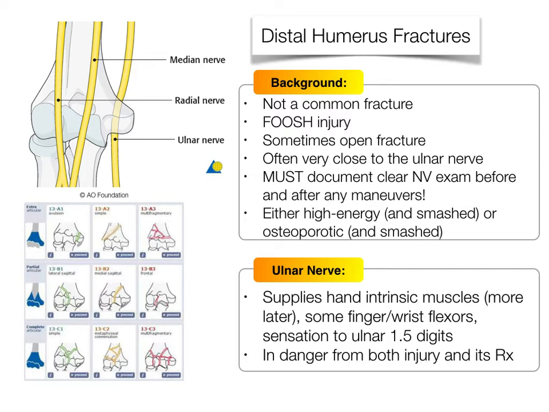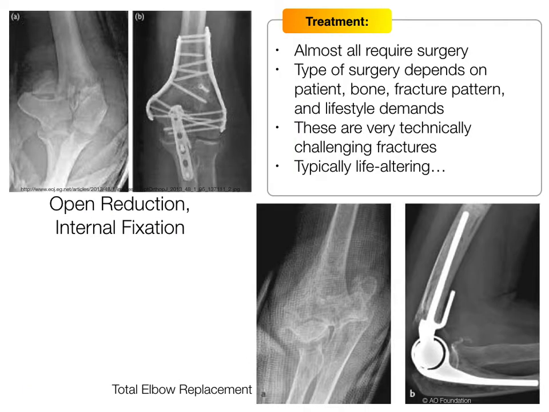Distal humerus fractures are a little bit more common. The nerve at risk here is the ulnar nerve, because it's very close to the bone at the level of the fracture. These may be into the joint surfaces or just above the joint and can range from 2 pieces to thousands. Almost all of these go on to surgery.